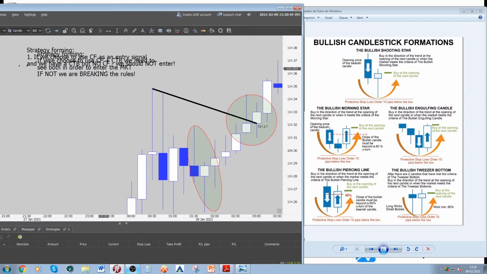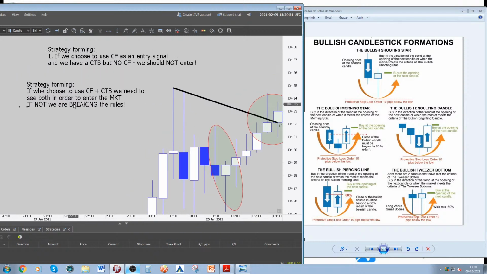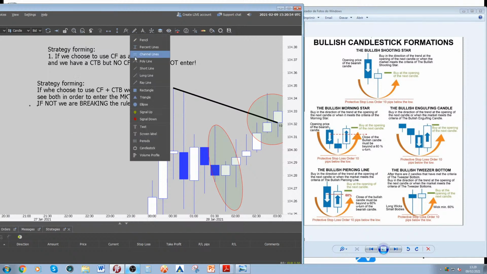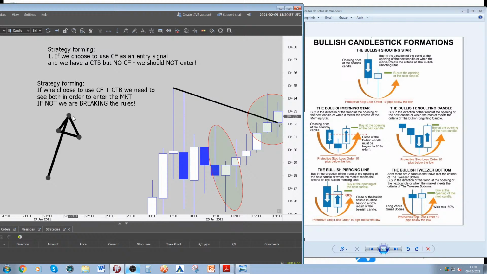Remember when I said when the market scares you, don't be afraid to do the right thing? This is it. If my strategy is saying, everybody, I'm going to use counter trendline breaks and candlestick formations, then I need to see both in order to enter the market. If I'm entering without both, I'm breaking the rules. And this is a skill. Obeying the rules of your strategy of choice, it's a skill. Make sense?